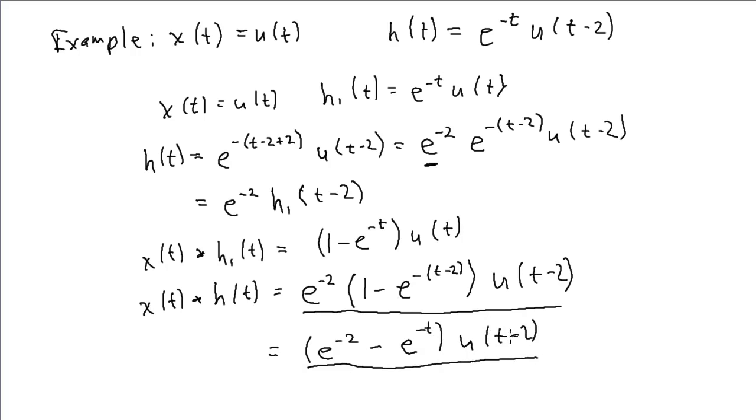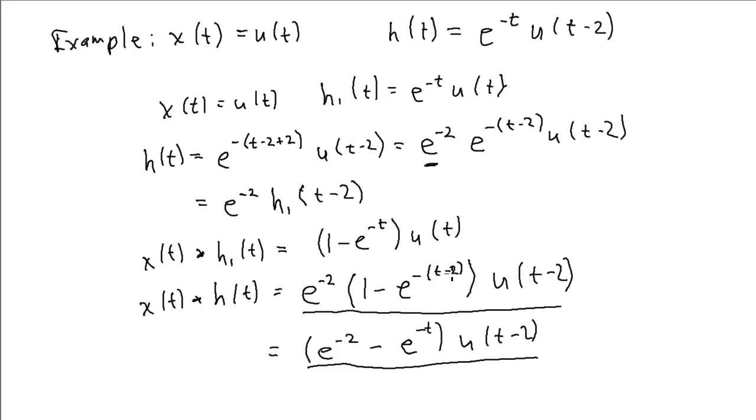And the output doesn't start until t equals 2 seconds. My input starts at 0, but my impulse response doesn't start until t equals 2 seconds. Again, it's shifted to the right. So this is a response due to an impulse at the origin. My input starts at the origin, but the output is actually delayed by 2 seconds.